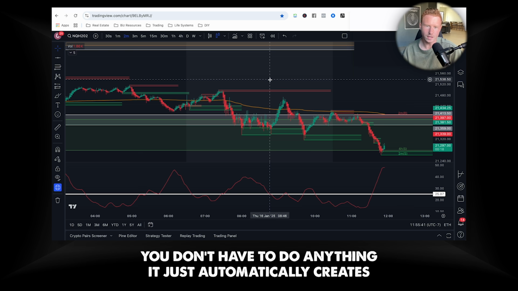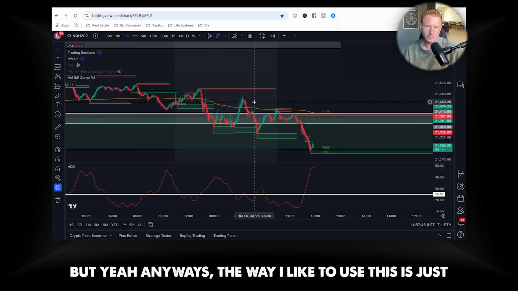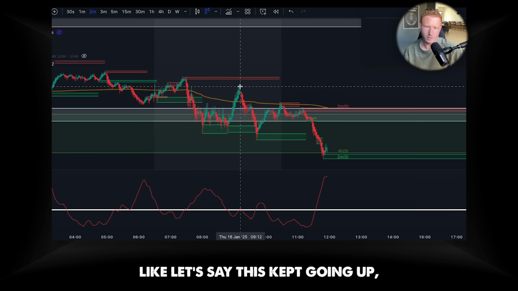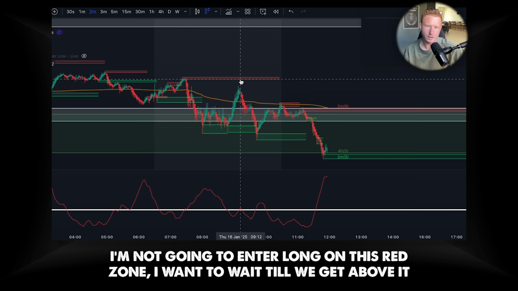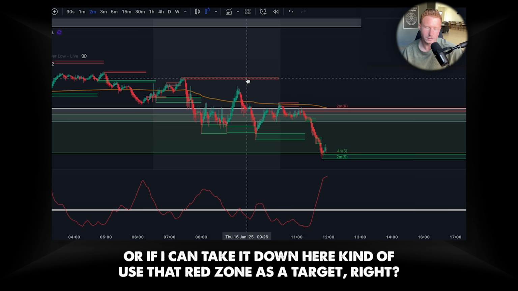You don't have to do anything. It just automatically creates the resistance and support levels with the most volume. But yeah, anyways, the way I like to use this is just, obviously I'm a trend pullback trader, so I don't want to enter long. Like let's say this kept going up. I'm not going to enter long on this red zone. I want to wait till we get above it. Or if I can take it down here, kind of use that red zone as a target, right?